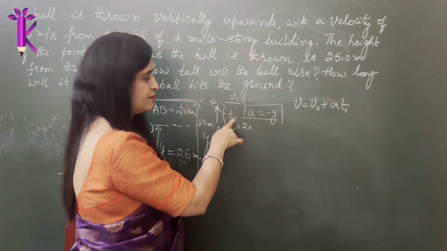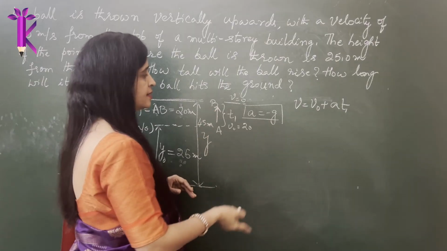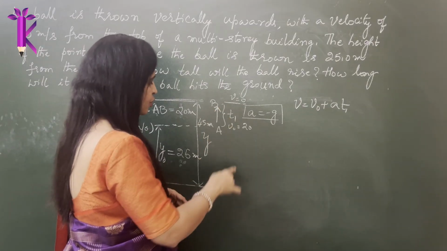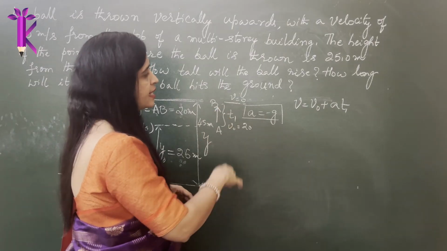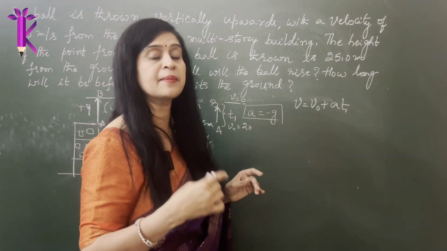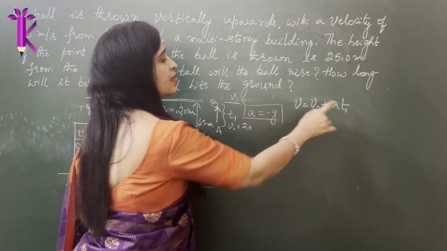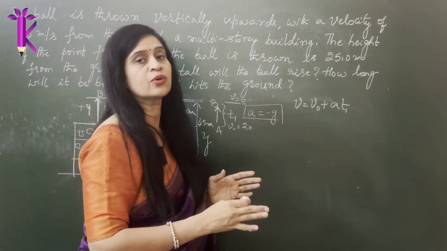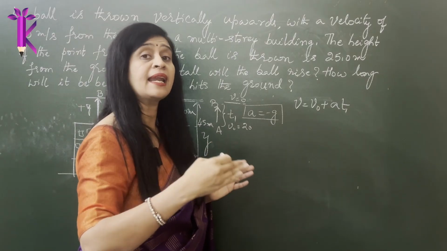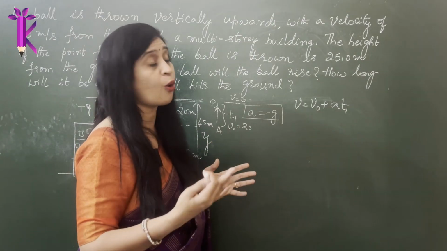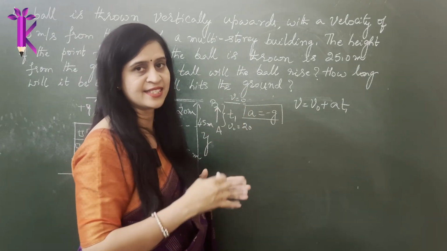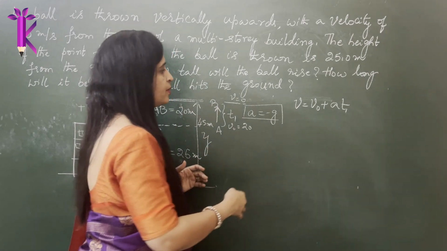I'm calling it T1 because we also have to calculate another time, that is from B to reaching the ground. It again takes one more time. I will name that time T2. Hence, I am calling this T1. Once I know the values of T1 and T2, I'll add them together to find the total time it takes to hit the ground.